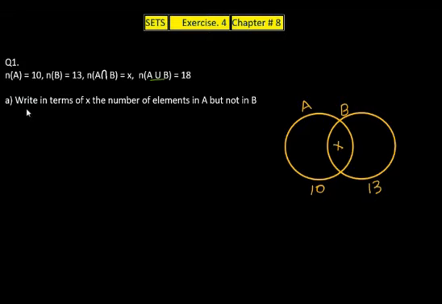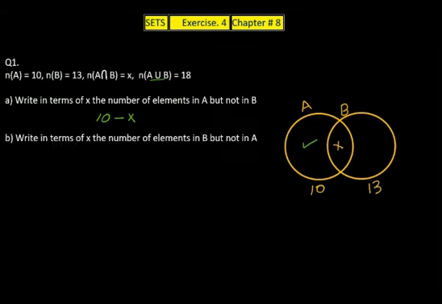Now in part A it says write in terms of x the number of elements in A but not in B. It means it is asking for this area, only this area. This is the area because actually A has two areas, this one and the x one, but this x part is also in B, so we won't include that in the part A answer. So we are only looking for this, and we know that the total number of elements in A is 10, so it means that this area is 10 minus x.